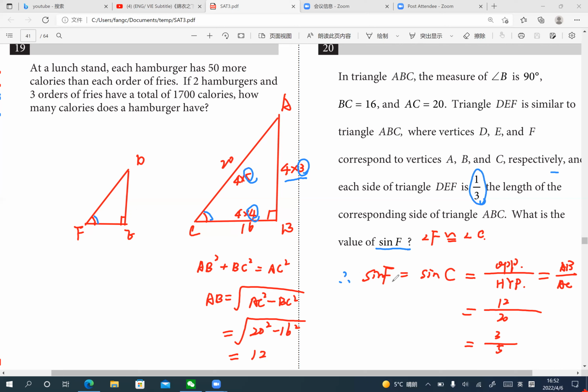Therefore, sine F should be equal to sine C, which is equal to the opposite side over the hypotenuse. For angle C, the opposite side is AB. The hypotenuse is AC. Then plug in the given information: AB equals 12, AC equals 20, and simplified, we get sine C equals 3/5.